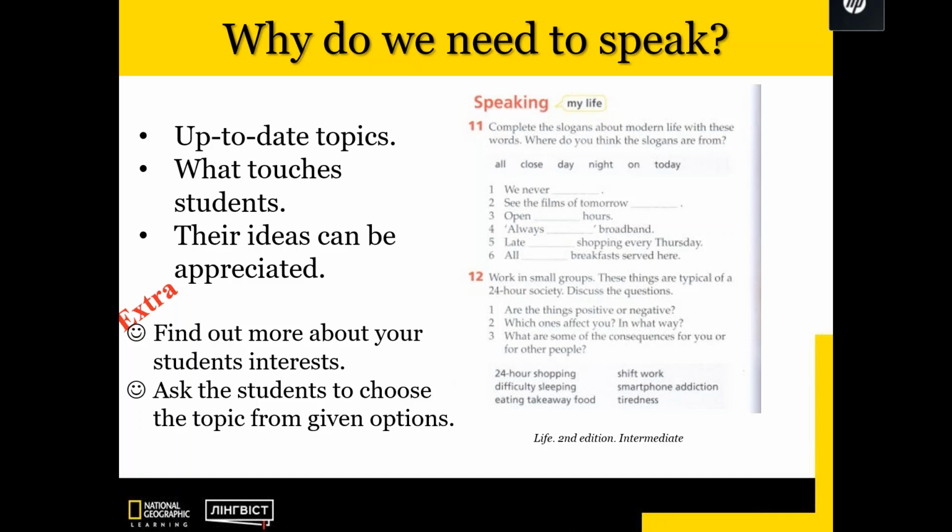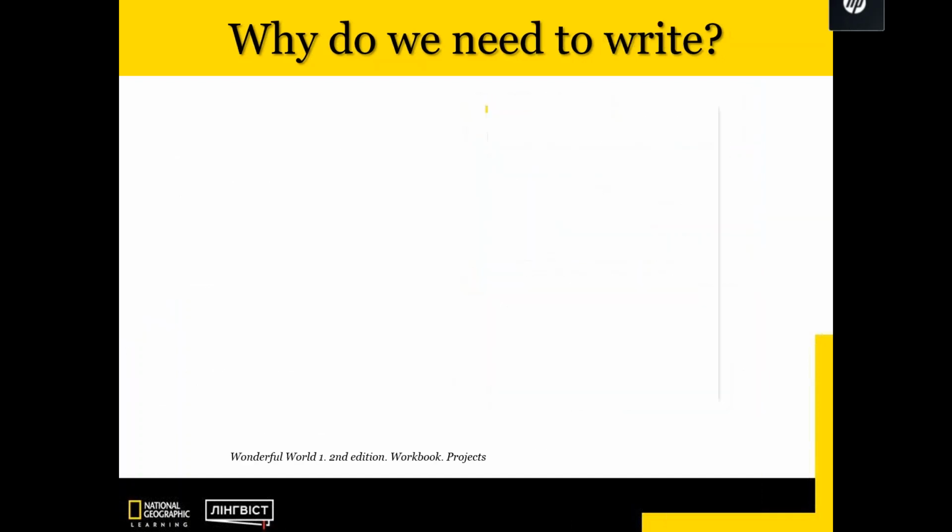Sometimes you can give them freer choice. Sometimes you can decide what choice they have, right? So you control them, but not in so direct a way. Why do we need to write? Can you imagine the first grader or the second grader who has to write?